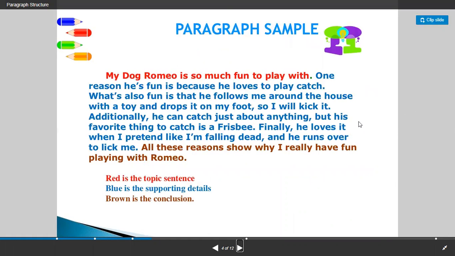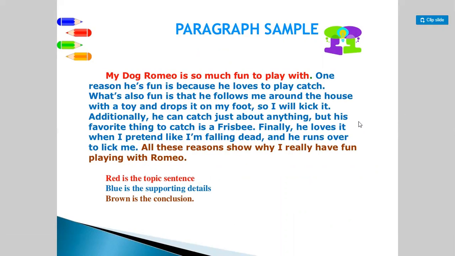So here is the sample. You can see the first sentence, which is in red, and this is the topic sentence. My dog Romeo is so much fun to play with. So we understand that in this essay, the boy or the girl will be writing about his or her dog, whose name is Romeo. In blue, you can see several sentences which are the supporting details. In the first sentence, he didn't give any ideas about his dog. He only mentioned its name and that this dog is so fun to play with.